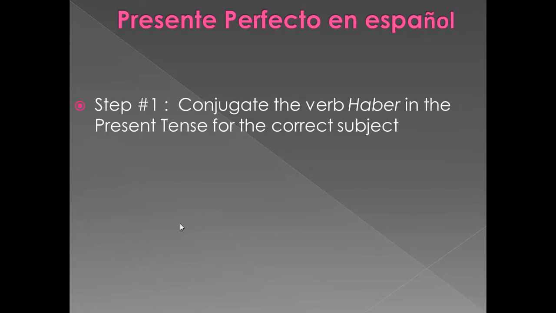So how do we construct the present perfect? Well, our first step is that we need to conjugate the verb haber in the present tense for the correct subject. So here's your conjugations for the verb haber: has, ha, hemos, habéis, han. Accents only over the vosotros. And then the second part is going to be your past participle. So that's going to be step 2.